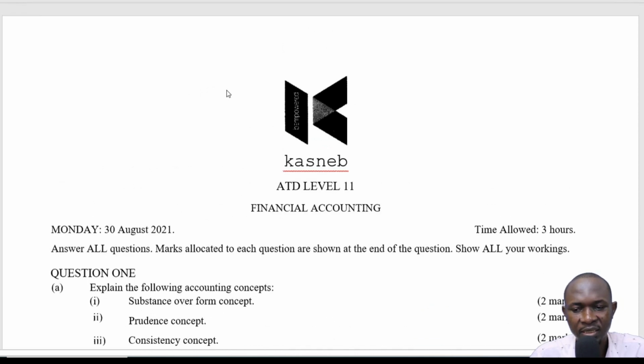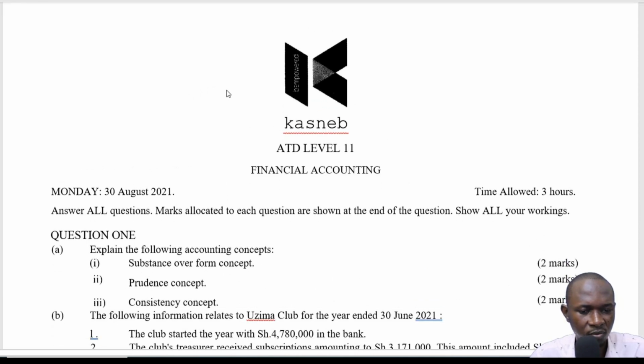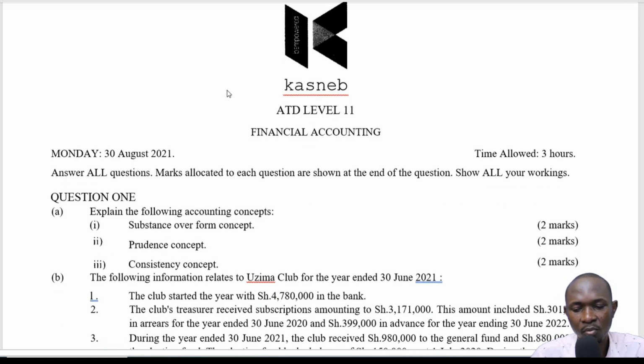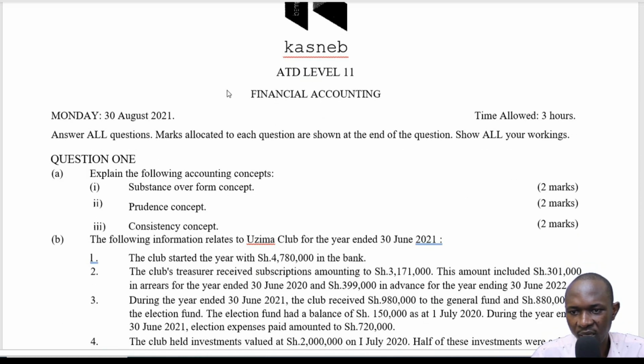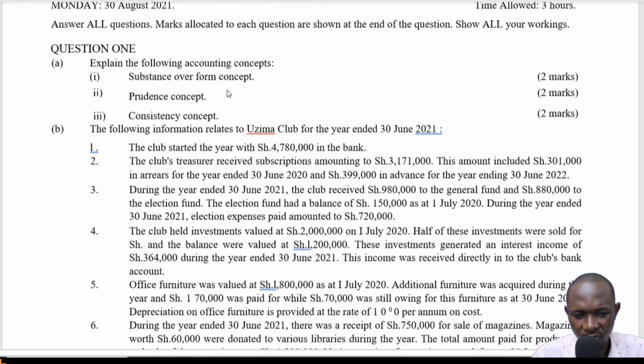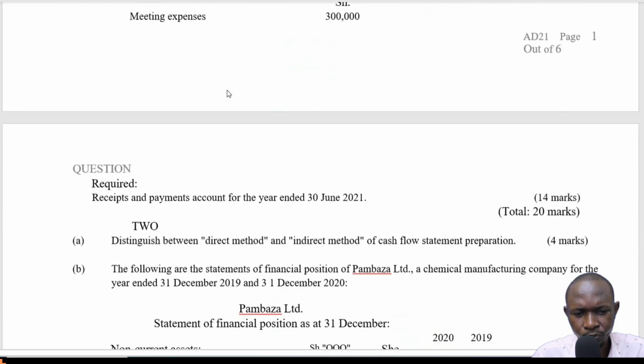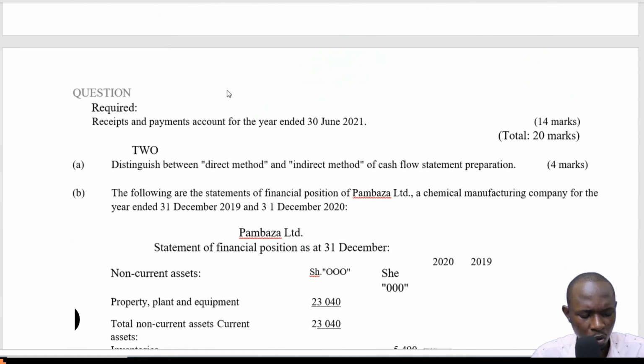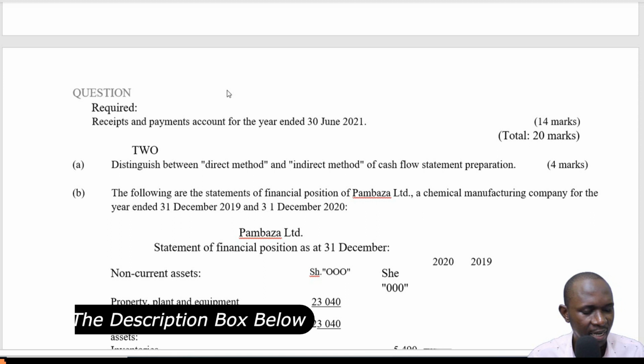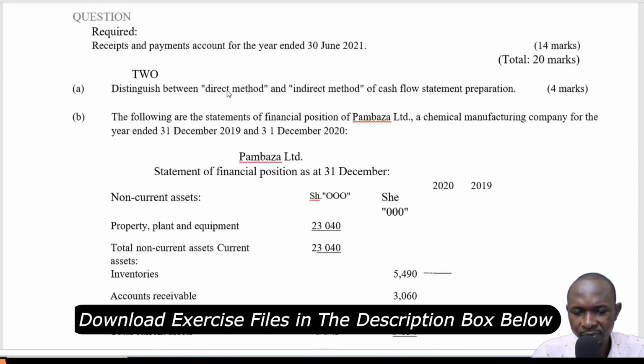Welcome class, this is ATD Level 2 Financial Accounting, August 2021 paper, which is also applicable for the CPA students, CPA foundation level students. So we'll go to question 2. This is question 2 of the August 2021 sitting.